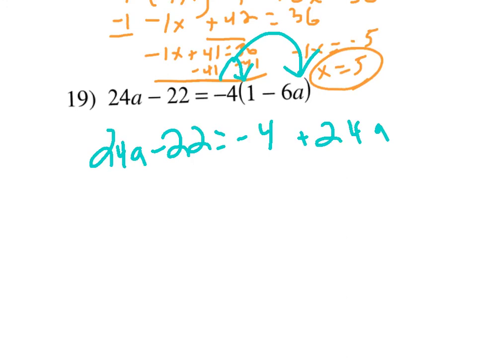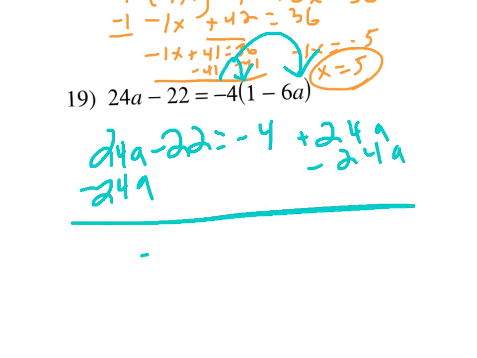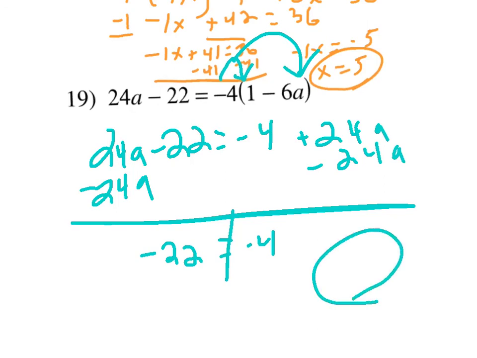I recommend starting with the variable term first because, as you'll see with this problem, subtracting 24a from both sides gives us negative 22 equals negative 4, but that is a lie. Negative 22 does not equal negative 4. This answer is null set, no solution.